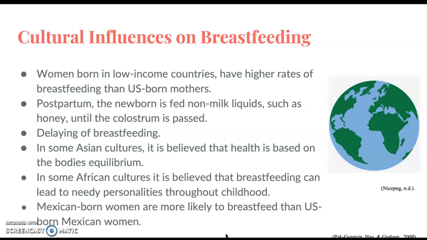In some Asian cultures, it is believed that health is based on the body's equilibrium. During the postpartum period, the woman is kept warm to help regain the energy expelled during childbirth. Cold foods are avoided at this time. They believe that an unbalanced mother in the postpartum state will produce unhealthy breast milk for the newborn. Lack of support within some cultures leads to a decrease in breastfeeding and an increase in formula feeding. In some African cultures, it is believed that breastfeeding can lead to needy personalities throughout childhood. Mexican-born women are more likely to breastfeed than US-born Mexican women.